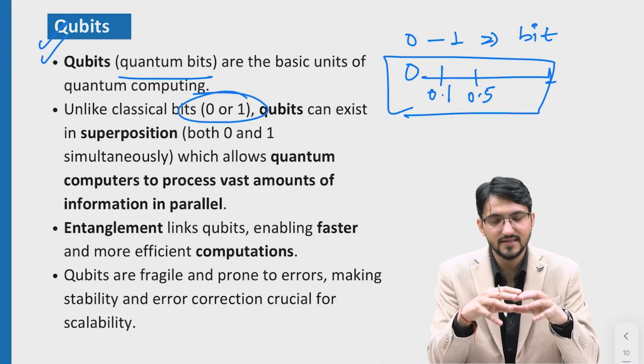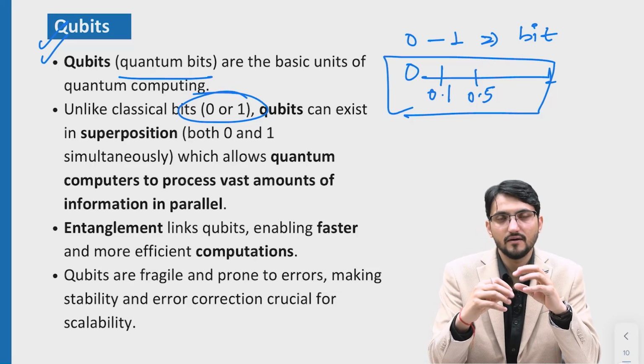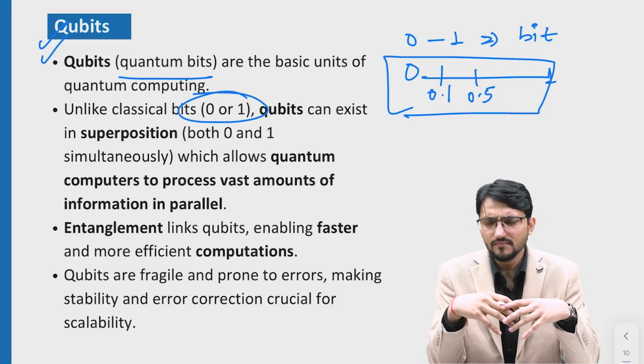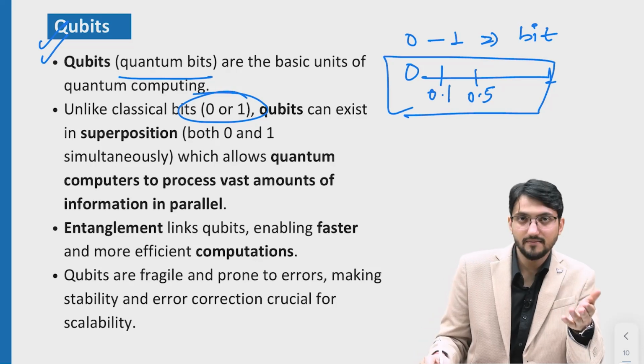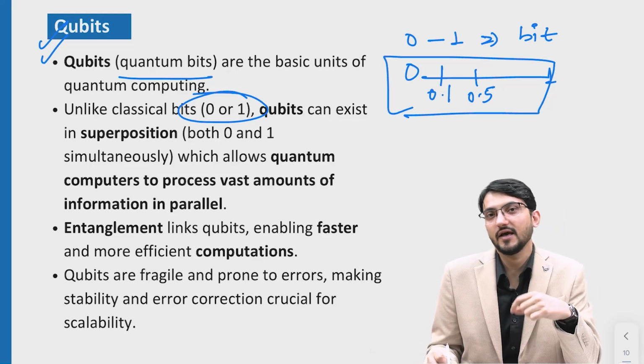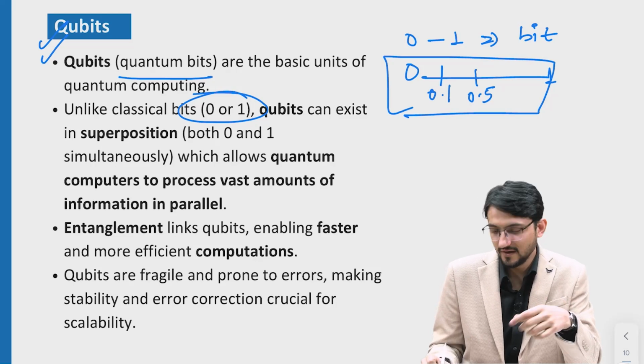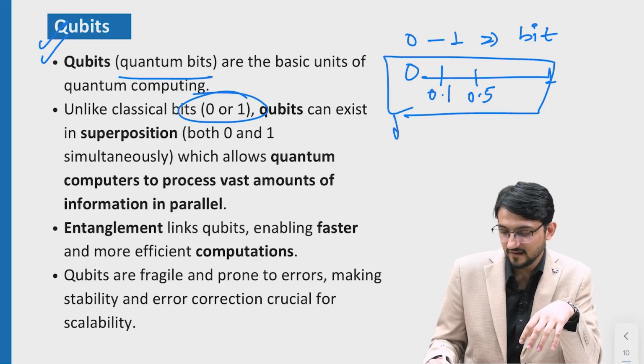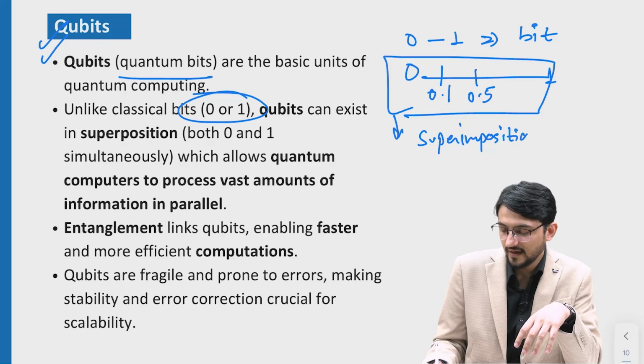What happens there is that every possibility is there. Meaning that, for example, between 0 to 1, a qubit can exist in any position possible. Okay. So, based on this fact, you use two concepts. We call it superimposition and entanglement.